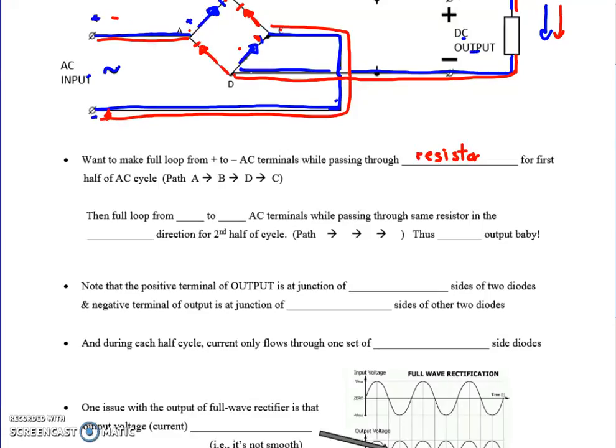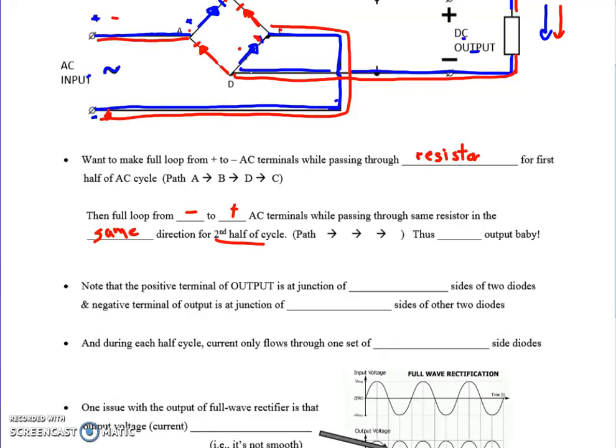Then for the other half cycle, we want a full loop from the negative to the positive AC terminals while passing through the same resistor in the same direction. We don't want to go the opposite direction. That would defeat the purposes of a rectifier for the second half of the cycle.